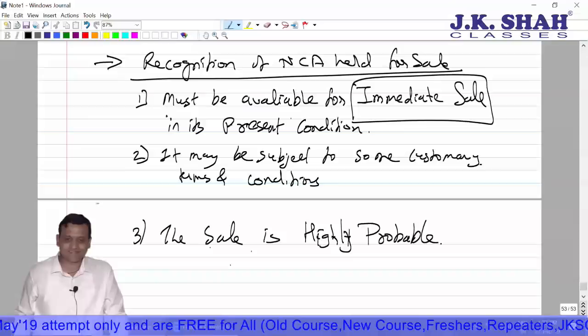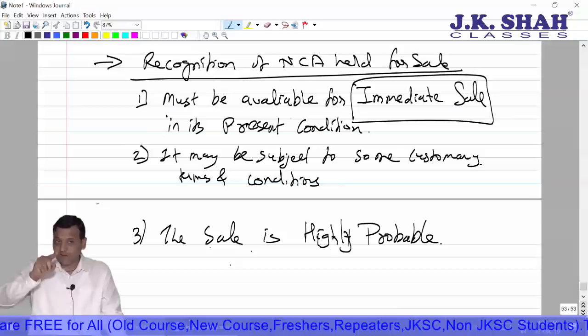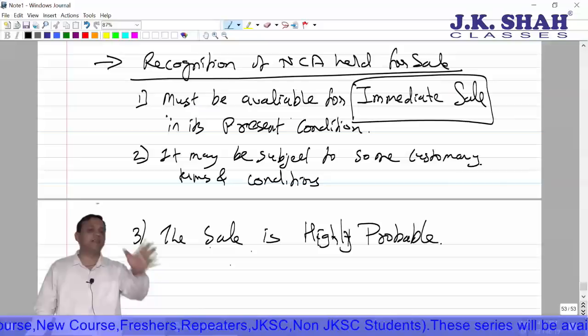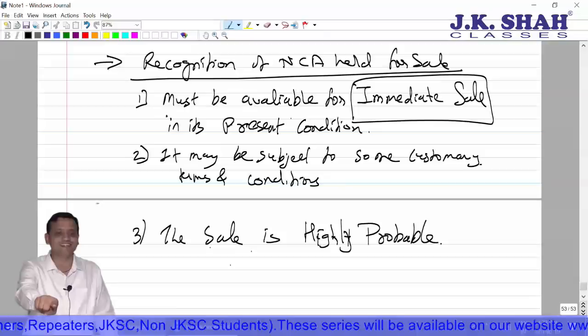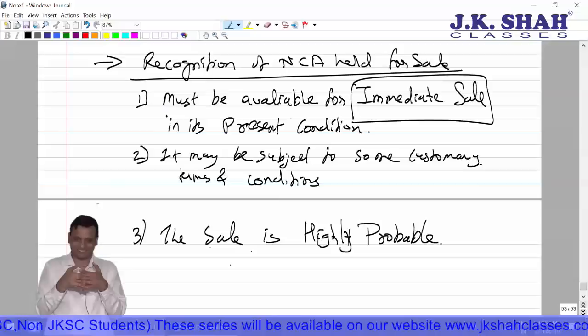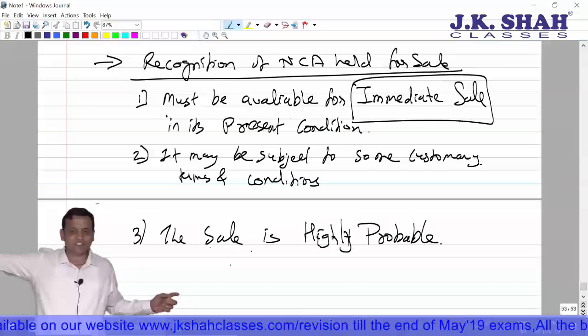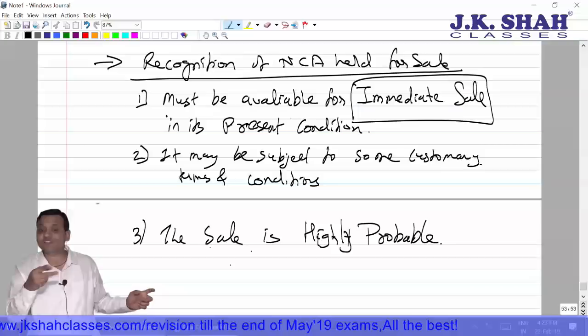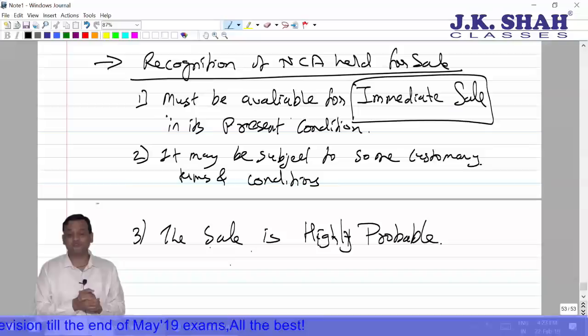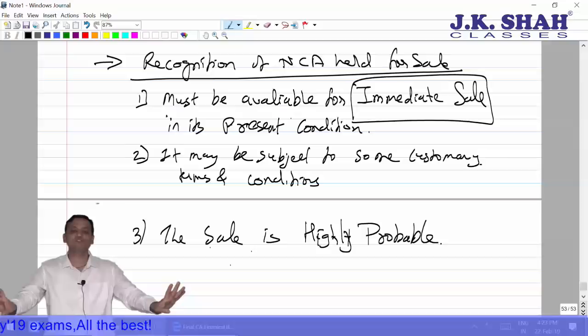But if I put some embargo this way, that unless and until the work starts at the Ahmedabad premises, I will not sell off my Bangalore premises, then I cannot recognize it as a non-current asset held for sale. Why? Because it is having a condition. What is the condition? Until work starts here and the premises are prepared here, I will not sell off that premises. So it is subject to condition. It may be subject to some customary terms and conditions, not those conditions which restrict transfer. So if any condition is restricting transfer, then it is not held for sale.